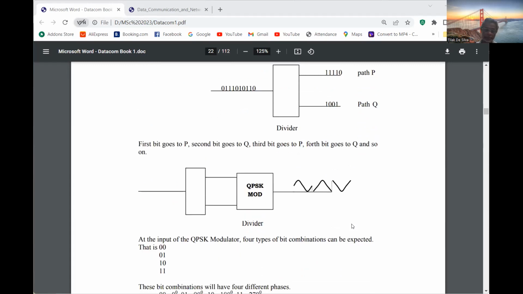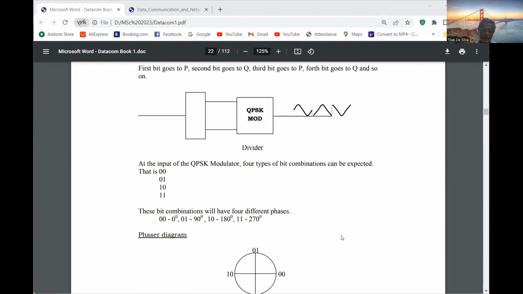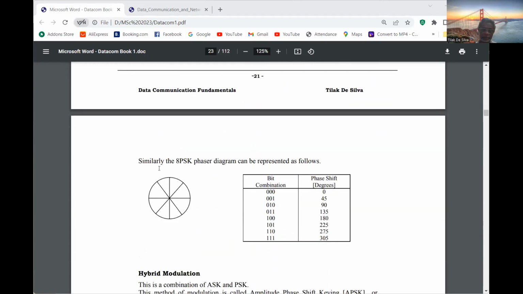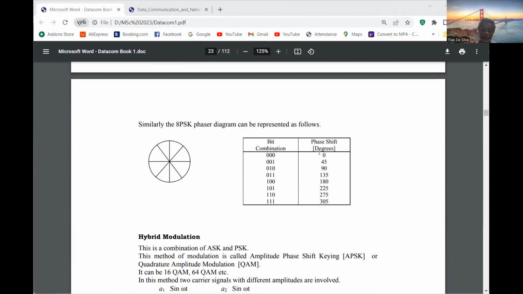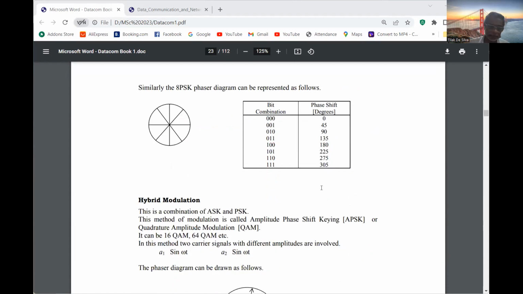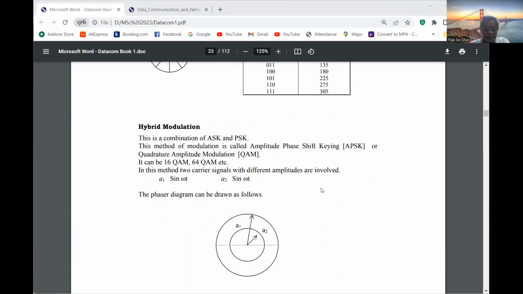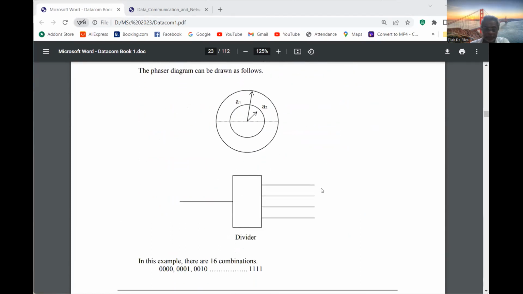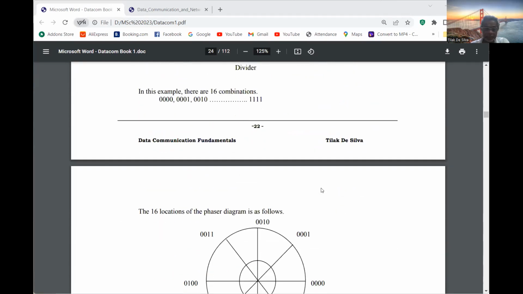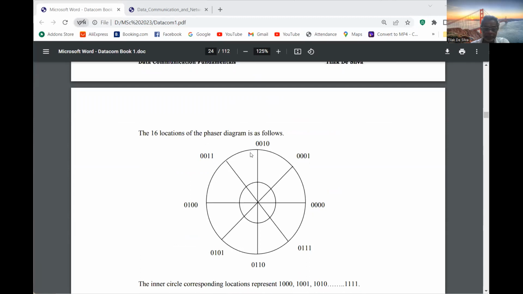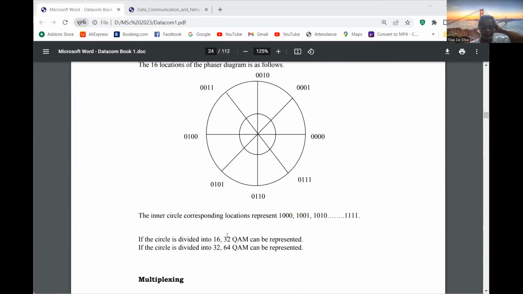That is the advantage of going to multi-level or the high-level phasers. Similarly, if you go to 8PSK, you have 8 phasers, then your required bandwidth will be 1/3 compared to the BPSK signal or the normal signal. So you can have the hybrid modulation, that is ASK and PSK together, which is called quadrature amplitude modulation. This is called QAM or quadrature amplitude modulation.